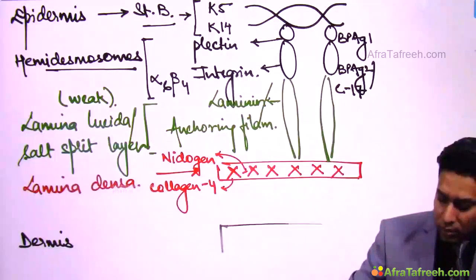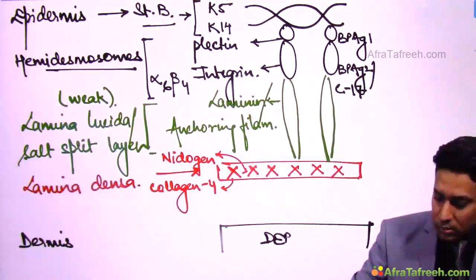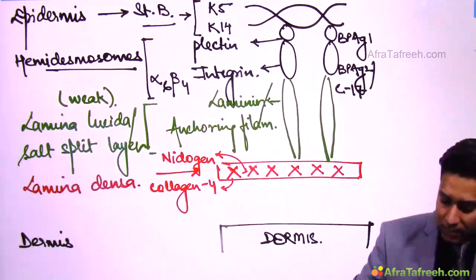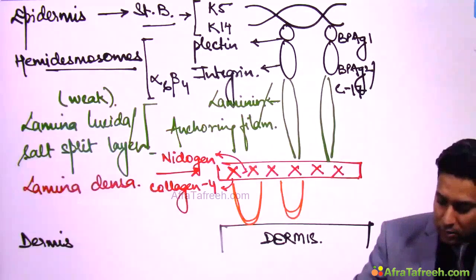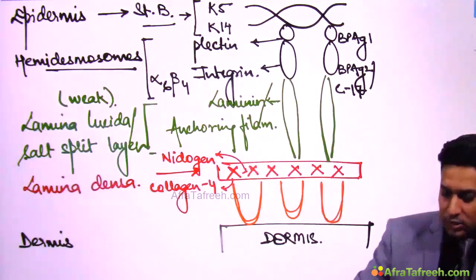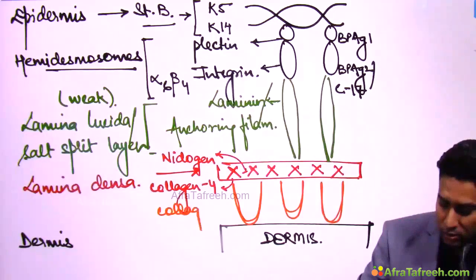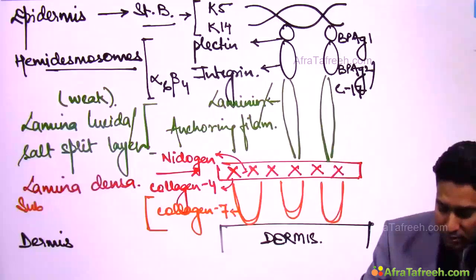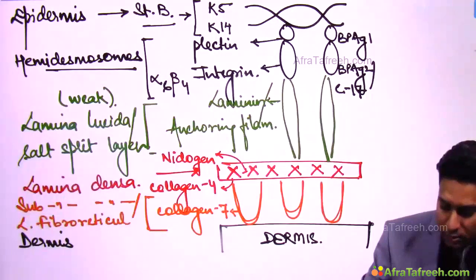Okay, now let us consider this is dermis. So this lamina densa is attached to this underlying dermis via filaments. These are collagen 7 filaments. And this layer is known as, because it is present below lamina densa, sublamina densa, also known as lamina fibroreticularis.